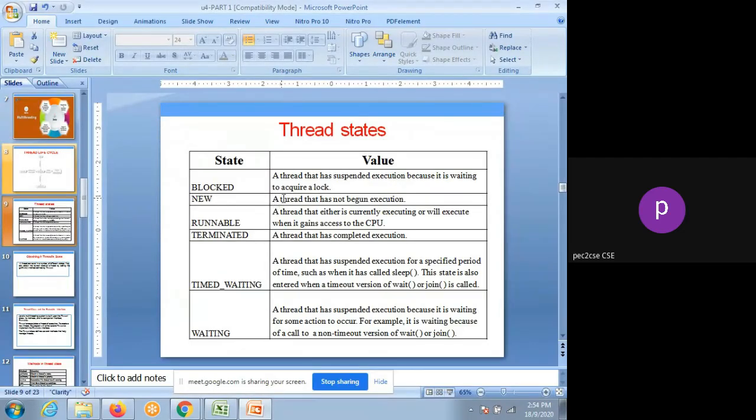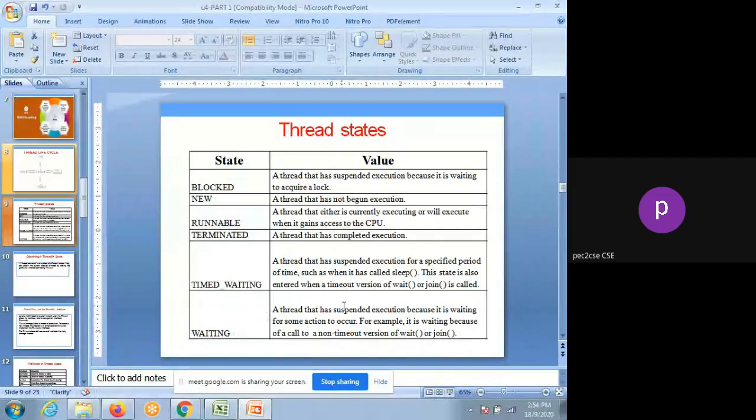Okay. New: a thread that has not begun its execution. That is, you have created a thread, now it is in a new state. Runnable: a thread either is currently executing or will execute when it gains access to the CPU. A thread which starts its execution is known as runnable. Terminated: a thread that has completed execution. Timed waiting: a thread that has suspended execution for a specified period of time.